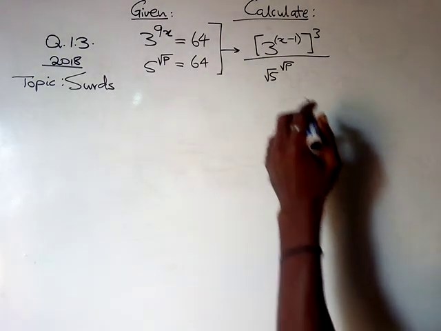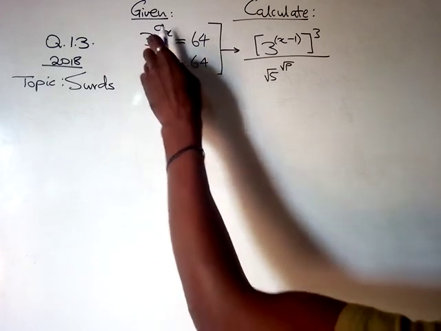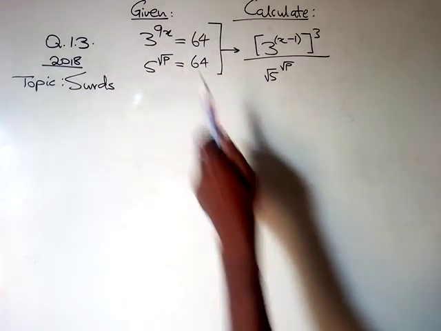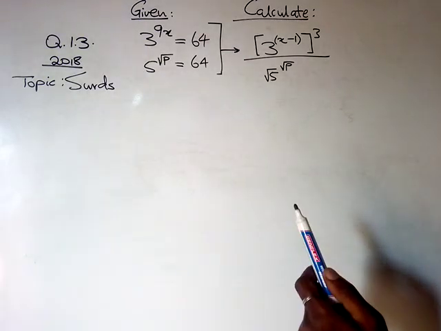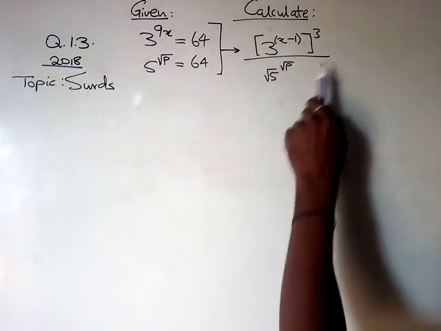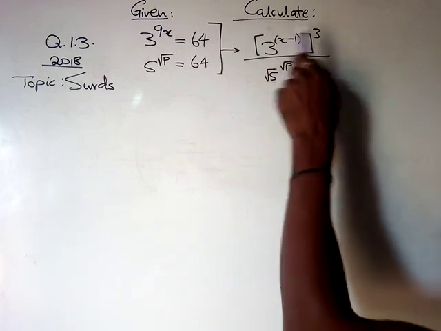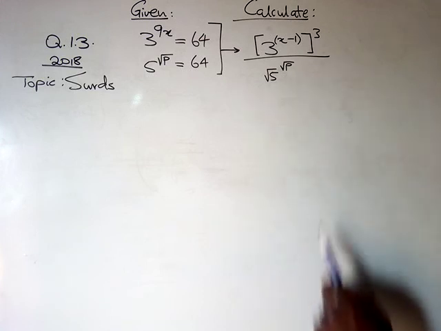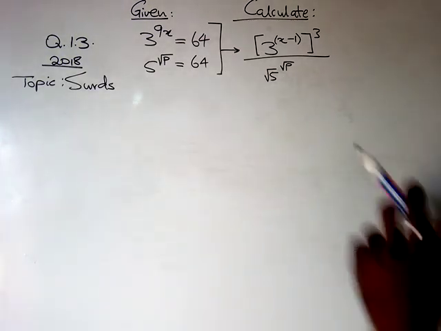First we are given this equation: 3 to the 9x is equal to 64. And we are also given 5 to the root of p equal to 64. So they want us to determine this ratio: the ratio of 3 to the x minus 1, all cubed, and all over the square root of 5 to the root of p. So how do we do this?